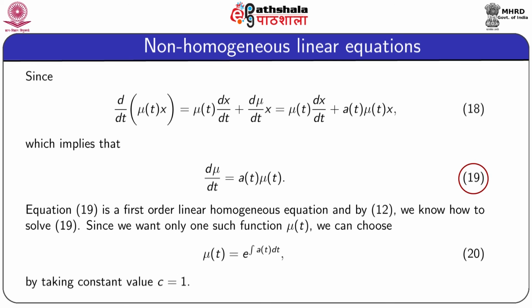Equation 19 is a first order linear homogeneous equation, and by 12 we know how we can solve equation 19. Since we only want one such function mu(t), we can choose mu(t) equal to e to the power integration a(t) dt by taking the constant value c equal to 1.